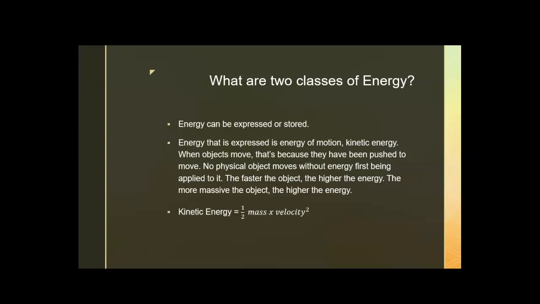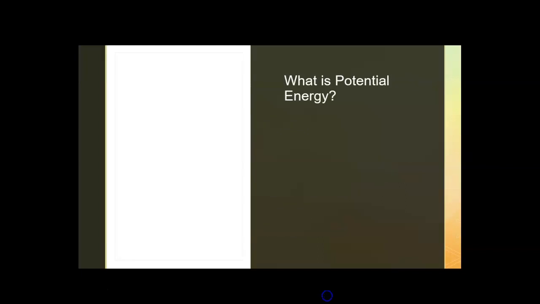The expression for that in physics is kinetic energy equals 1/2 times the mass times the velocity squared. Velocity here can be looked at as speed. Energy that is stored, on the other hand, is called potential energy. So the two classes of energy are kinetic, energy of motion, and stored, potential energy.